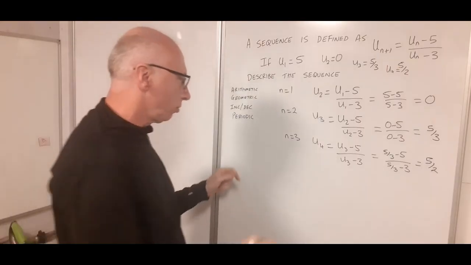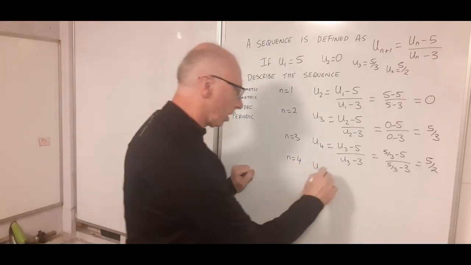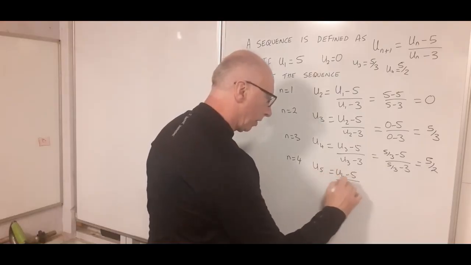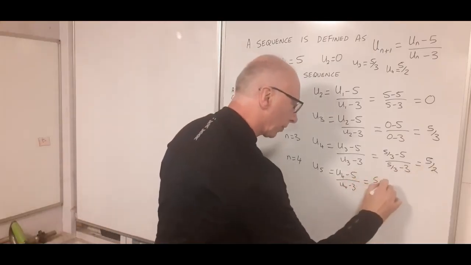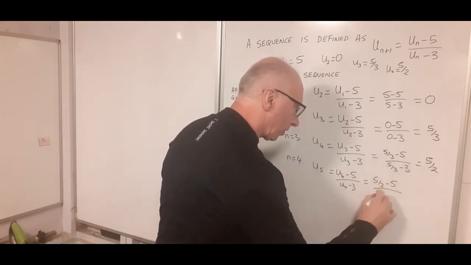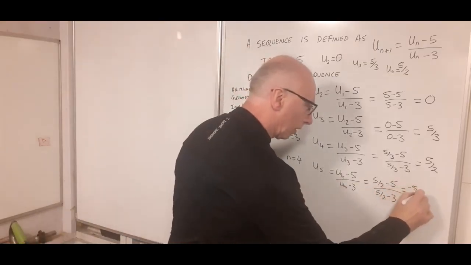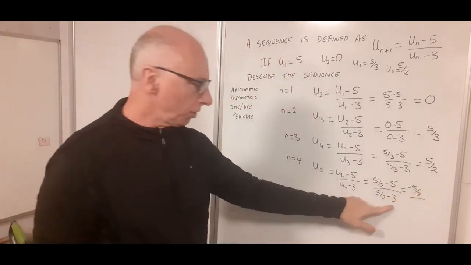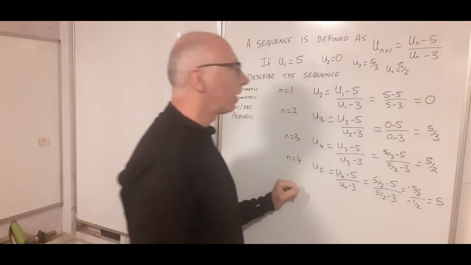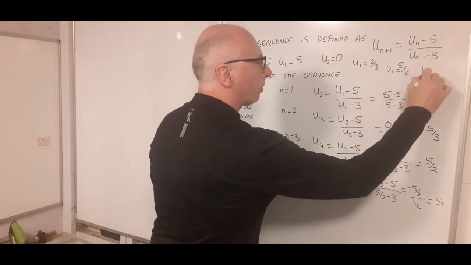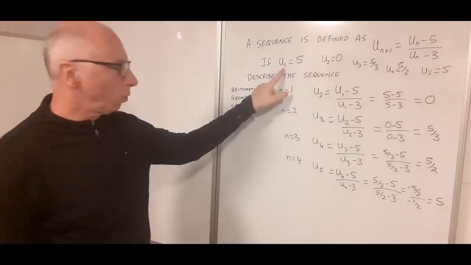Okay, now let's try u5. Hopefully we start to get somewhere. n is 4, so we've got (u4 minus 5) over (u4 minus 3). So we've got 5 over 2 minus 5, and then 5 over 2 minus 3. Now 5 over 2 minus 5 is minus 5 over 2, and divide that by 5 over 2 minus 3, which gives us minus a half. So that should come out to 5. So now we've got u5 equals 5. Now you'll notice u5 is the same as u1.